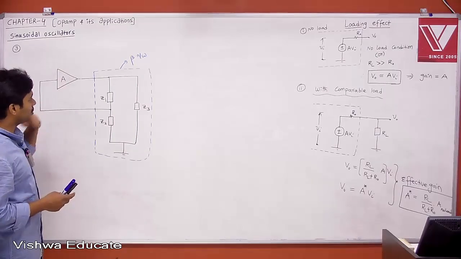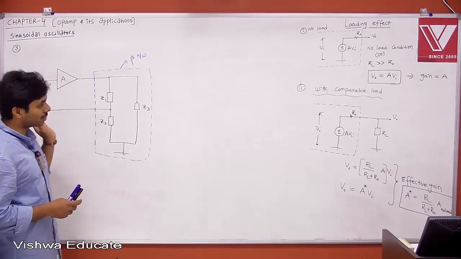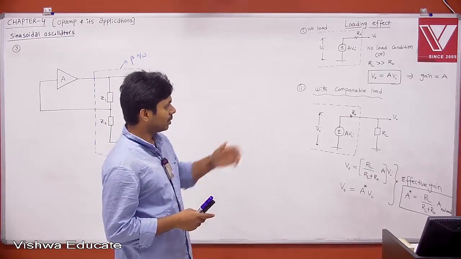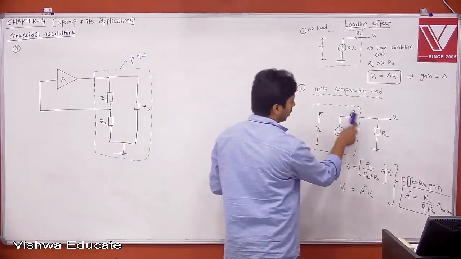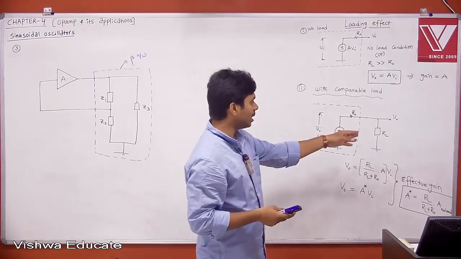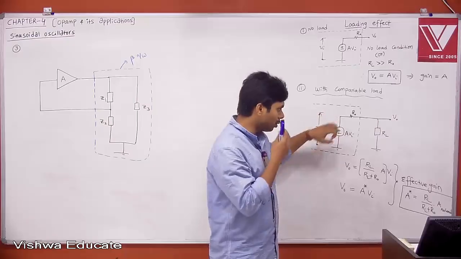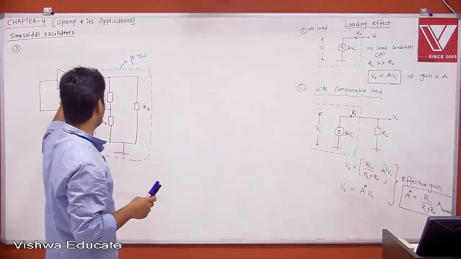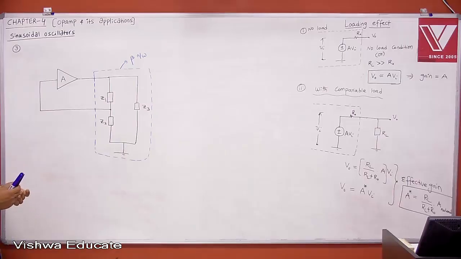Then we should consider the output resistance. Now including output resistance and the load, we need to calculate the effective gain, and I told that the effective gain is calculated considering RL interaction. Then we got effective gain is nothing but RL divided by RL plus R0 into the no load gain, which is what people are expressing as the gain of your op-amp.